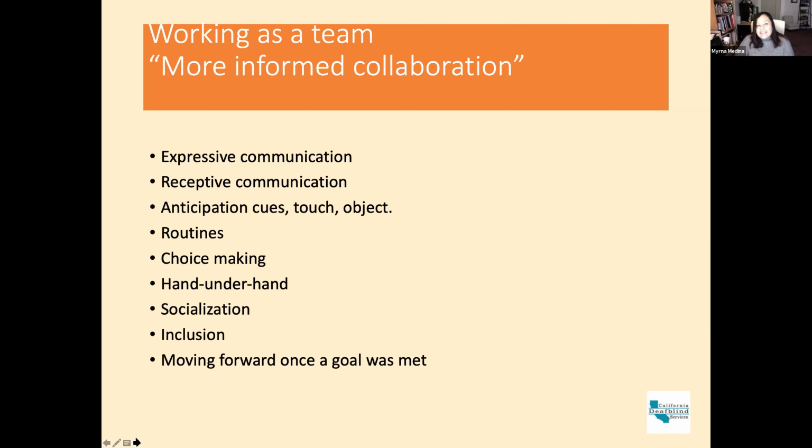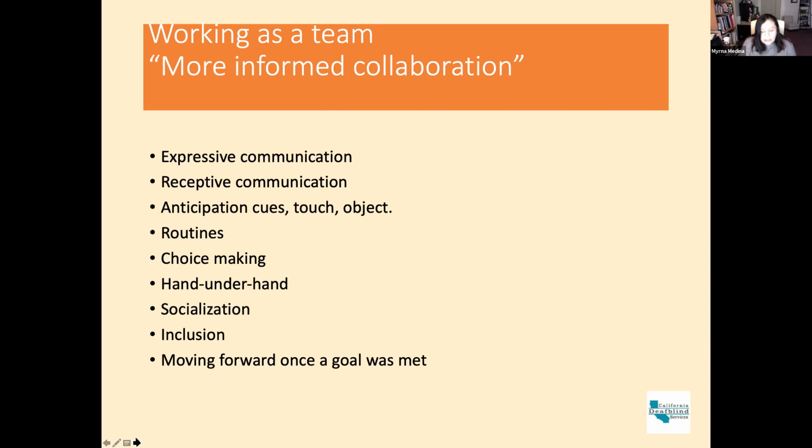Working as a team, it was a more informed collaboration. We had lots of information. We had created the communication matrix, we assessed Norman, and so we had information. Like I said, by that time years had passed, and things were working. Some other kids weren't working. Norman had some medical issues, so he regressed. So it was a battle, but as time went by, we were more informed, I should say.